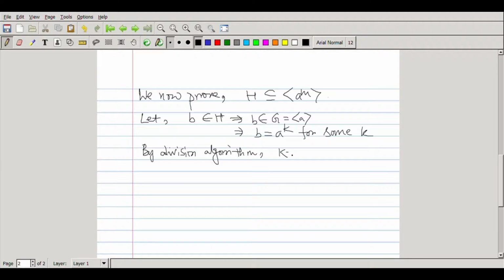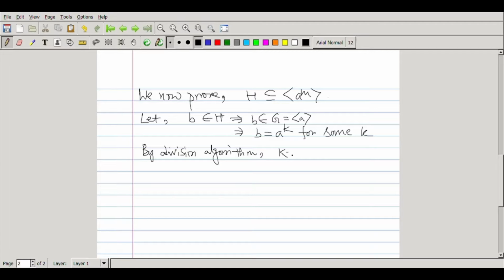So how do we show this is not possible? Because r is equal to k minus mq. This implies a to the power r is equal to a to the power k into a to the power minus m, whole to the power q. Let us write this as a to the power m whole to the power minus q. This is in H, a to the power m is in H, so any power of it is also in H, and H is a subgroup, so their product is also in H. This implies a to the power r is in H.